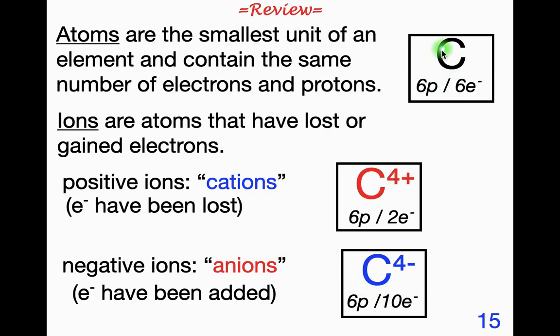So, if we say something is an atom, it has no charge. If it's an ion, it'll either be a cation with a positive charge or an anion with a negative charge. And by the way, carbon is unique in its ability to be either a positive or negative ion. A few other elements can do that, but mostly all nonmetals become negative ions, anions, and all metals become cations.